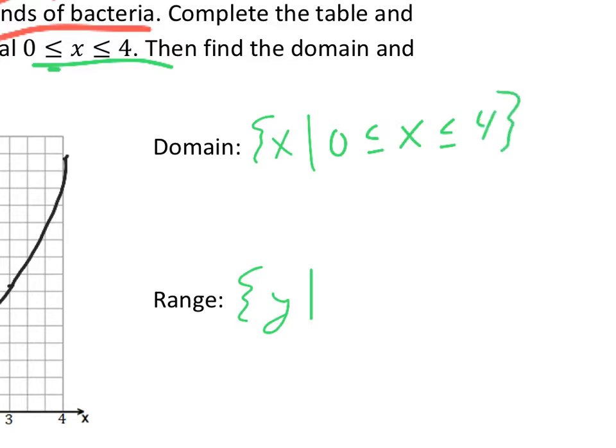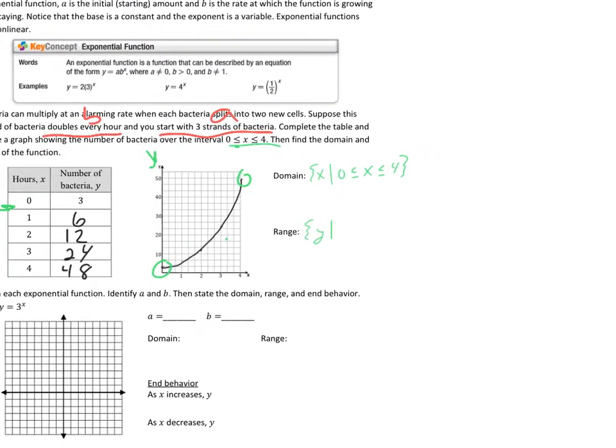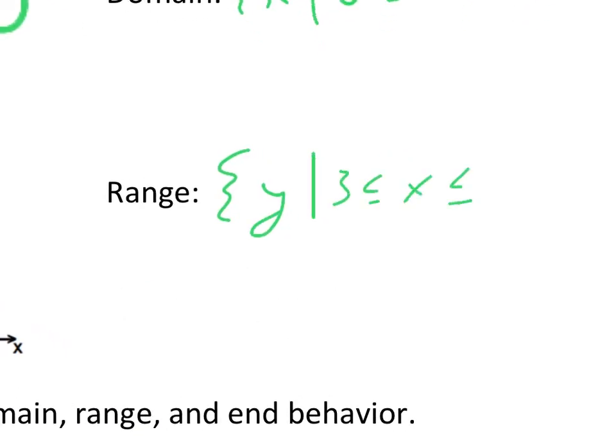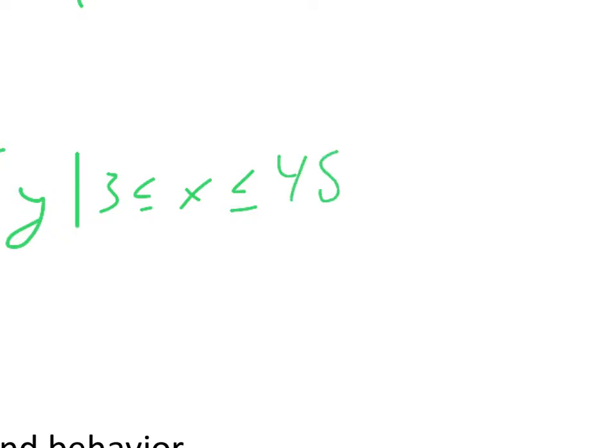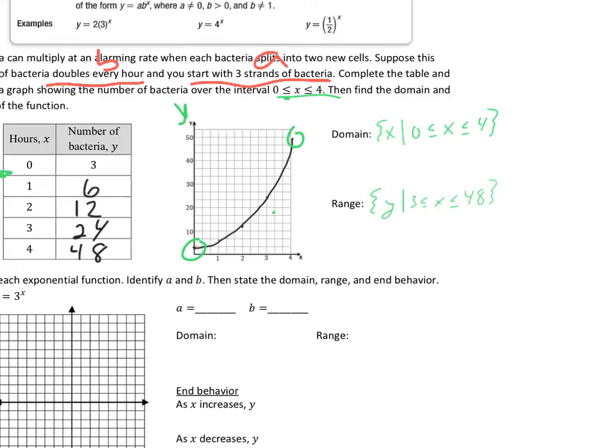And then my range, so I'm talking about my y values. So here is the y-axis. We need to talk about from where we start here to where we end here. So our first y is 3, which is less than or equal to x, which is less than or equal to 48. And all that again is review from a while back, but it's good to go over.